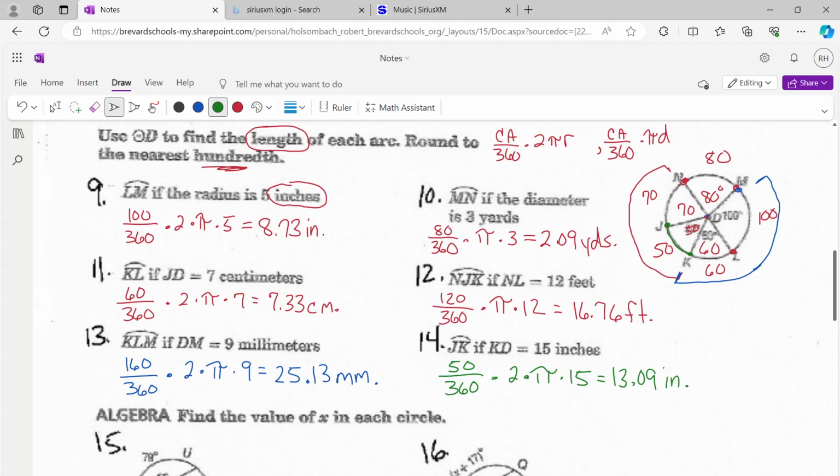Any questions on any of those problems? And again, you can use either formula. Central angle over 360 times circumference. You can use 2 pi r, or you can use pi times diameter for the circumference.